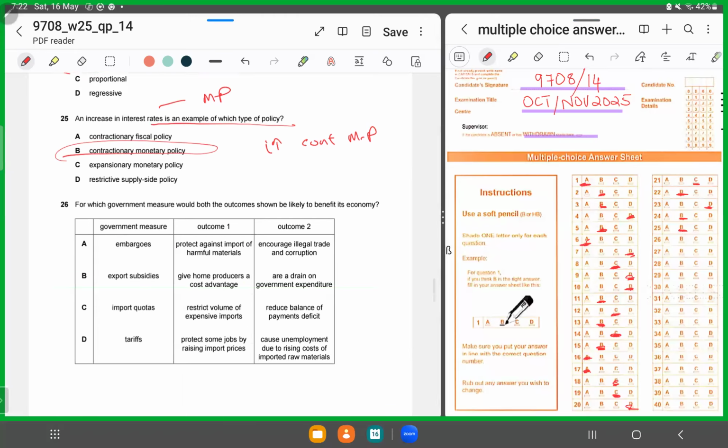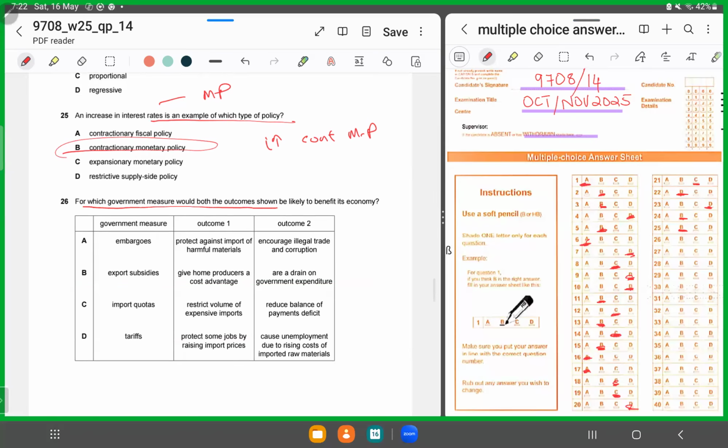Moving forward, number 26. For which government measure would both outcomes shown be likely to benefit the economy? So now look at outcome 1 and outcome 2, and both should be helping the economy. Protecting against import of harmful materials, encouraging illegal trade and corruption, embargoes. If it encourages illegal trade, that's incorrect. We want both to satisfy. They are a drain on government expenditure, they give home producers a cost advantage. What about export subsidies? If they are a drain, they are not benefiting, so we'll chop B. C says import quotas are restricting the volume of expensive imports and they're also helping reduce the BOP deficit. That's correct. So we'll shade in C for 26.